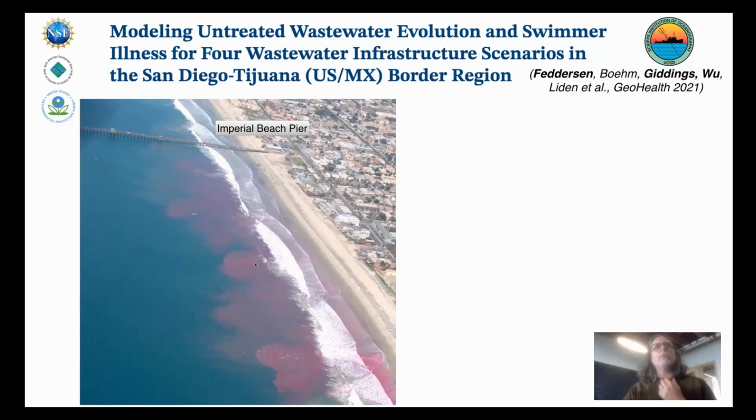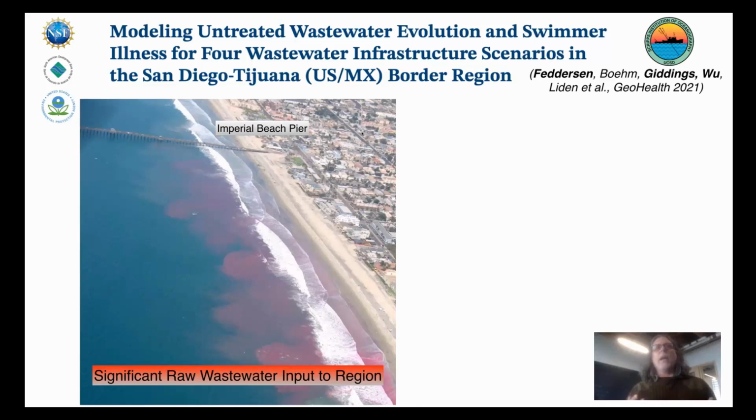But as I'm sure most of you know, this San Diego-Tijuana border region is one of the ground zero spots for raw sewage entering into the ocean and having impacts. And so that led to more interest in seeing how we could model this. I'm going to tell you about a recent paper that I published along with some colleagues in the journal AGU GeoHealth last year.